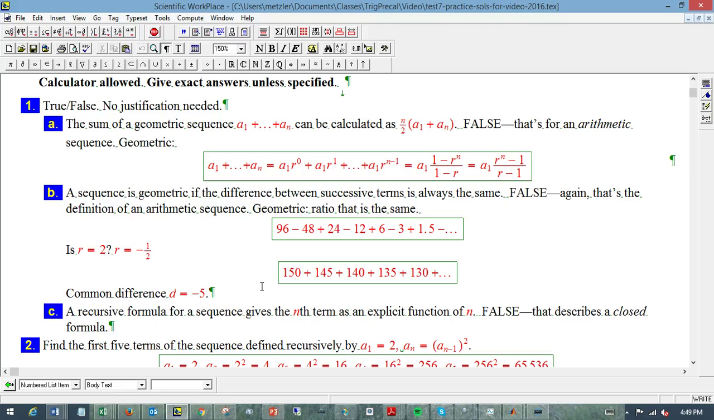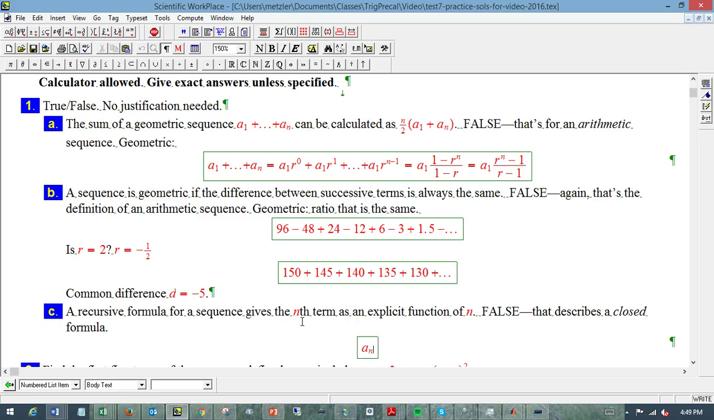So that's very useful, but a recursive formula gives the nth term, let's say a sub n equals some function of a sub n minus 1, not of n, but of what the actual value of the previous term was. So maybe 4 times a sub n minus 1. That would be a geometric sequence, for example. And we'll see that in the next few problems.